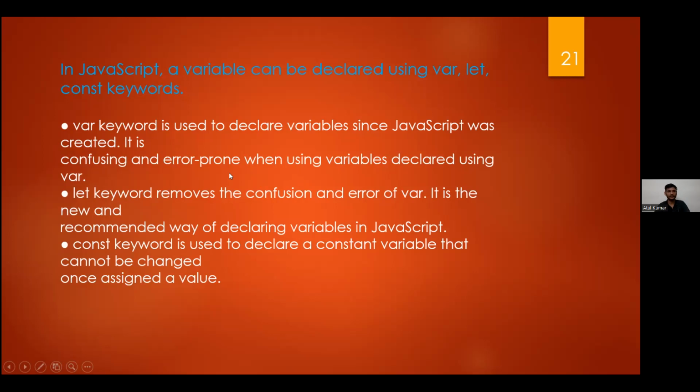After that, the let keyword was introduced, and that removes the confusion and errors of var. It is the new and recommended way of declaring variables in JavaScript. The const keyword is used for declaring constant variables that we are not going to change in the program once we have assigned a value.